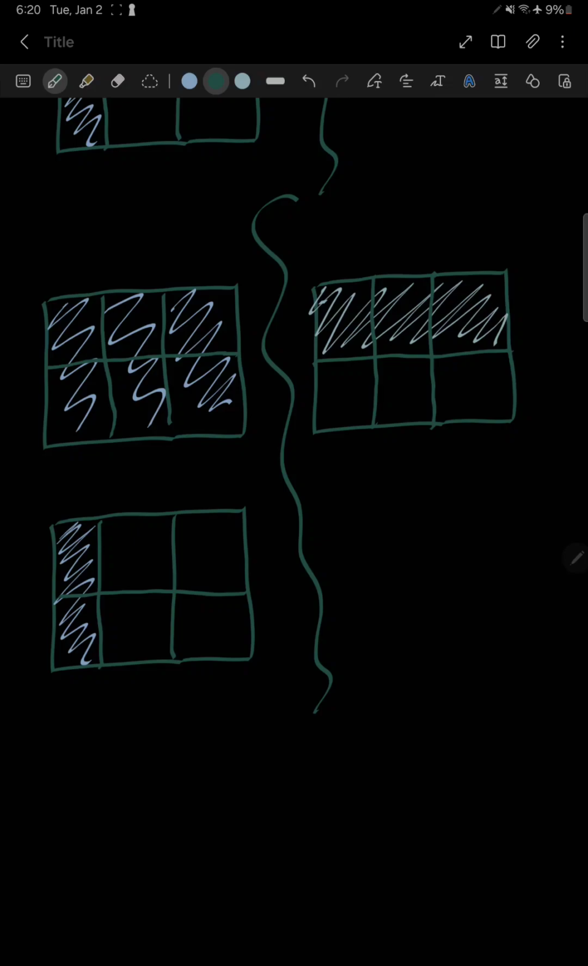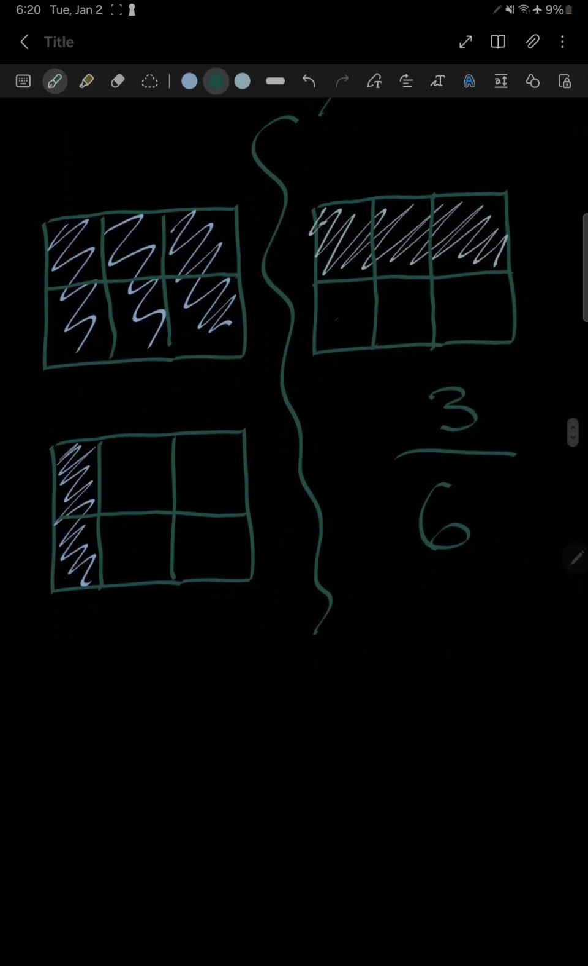We have 1, 2, 3, 4, 5, 6 in the bottom. And I have 1, 2, 3 of those 6 pieces shaded. There's my second fraction. Here I have one whole box shaded. And then over here I have 1, 2 of the 6 pieces shaded. So I have one whole box and 2/6 of a box, and I need to take away 3 of those 6 pieces. So I can start right here.